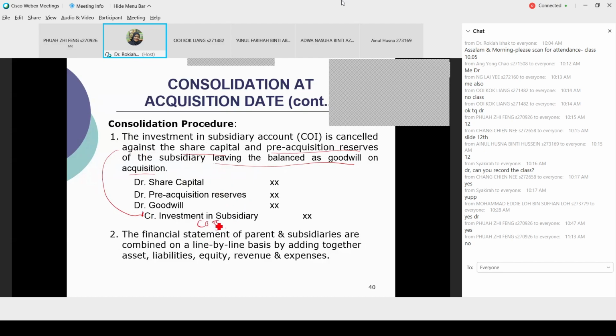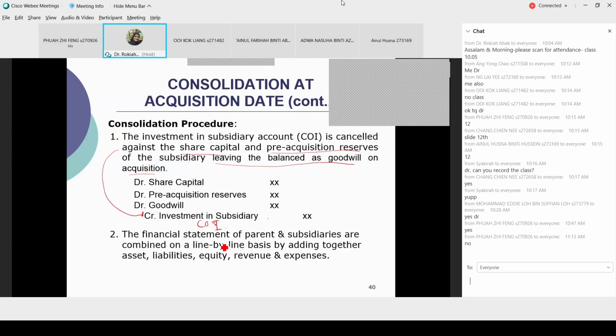Okay, COI or investment in subsidiary. You're going to debit share capital, debit pre-acquisition reserve, and then the difference between these two figures, you're going to have a goodwill. So later on, we're going to look at an example to understand this one.